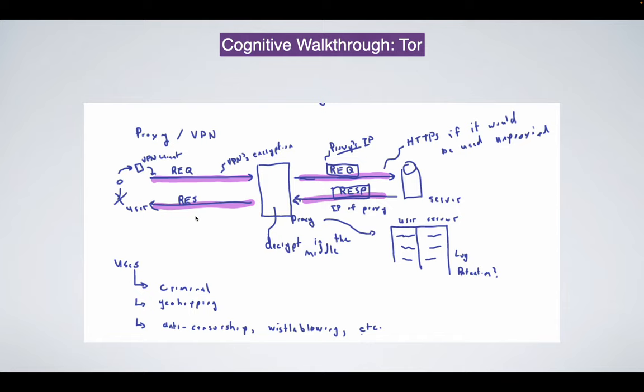Okay, what if we use 2 VPNs? So I went through VPN A, and then from VPN A, it connected to VPN B, and then B connected to the server. Okay, it's sort of the same thing. Now law enforcement has to go to 2 different VPNs, right? And they have to get their logs.